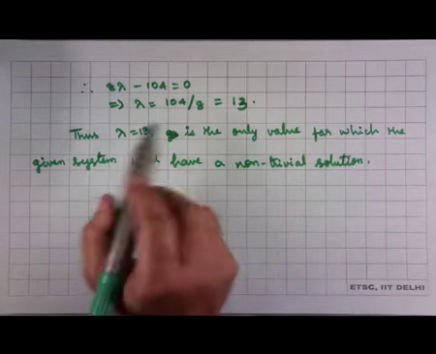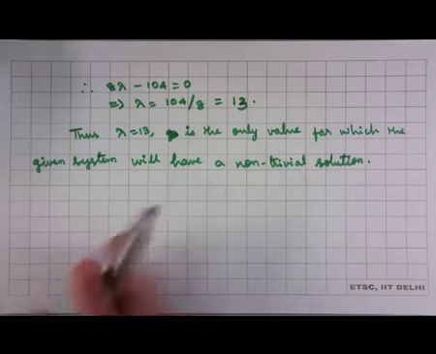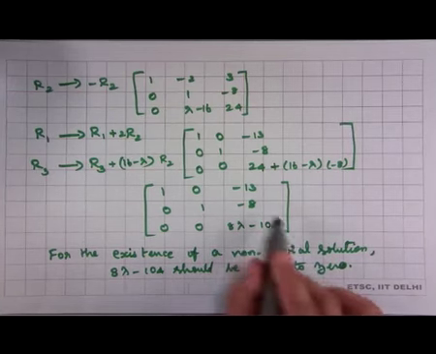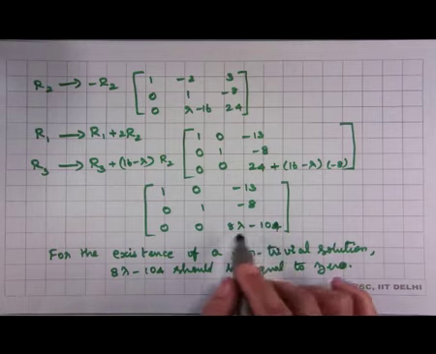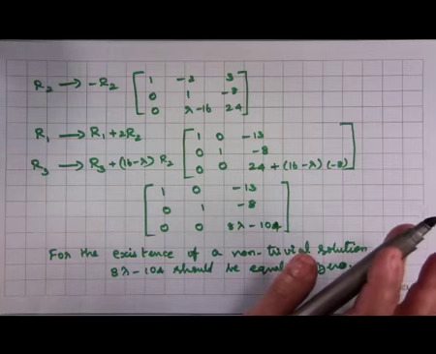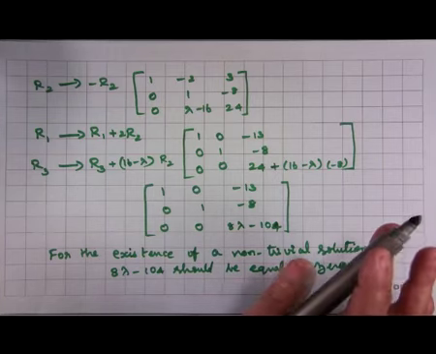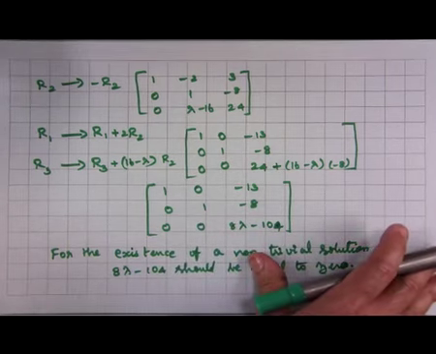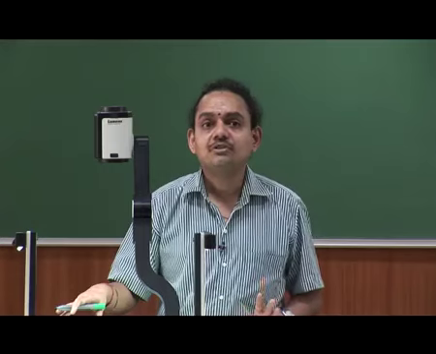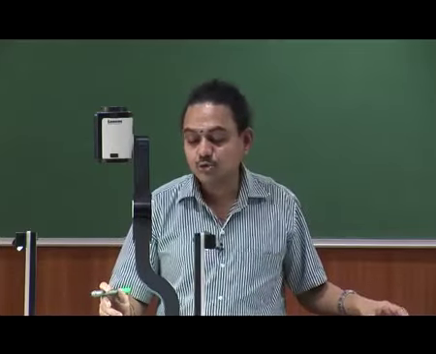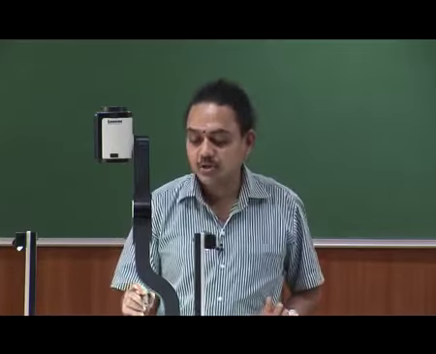So, if lambda is not equal to 13, if you just look at the previous one, this 8 lambda minus 104 is going to be non-zero, so you can divide by it and you will get 1, and you can make the other things into 0, so that what you will end up with is a trivial solution, because what you will have is an identity matrix. In that case, the only solution that you get is just going to be the 0, 0, 0 solution, which is a trivial solution. So, for the existence of the non-trivial solution, the only possibility is that lambda should be equal to 13.